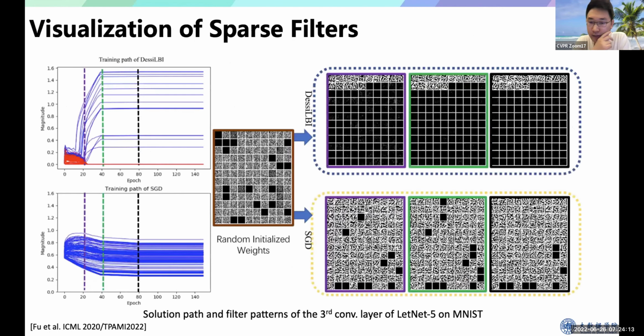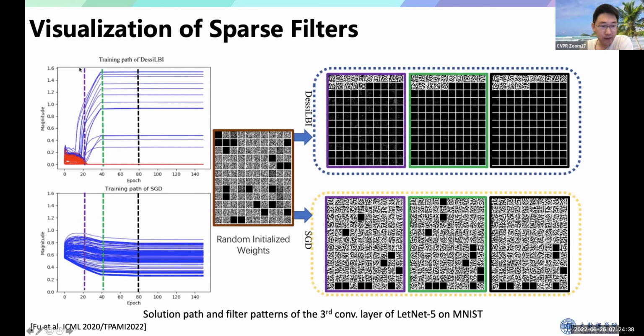I've given a lot of experiments in our paper. Here we select some as an illustration. We show the DessiLBI result on the MNIST dataset. The left is our training path, and the right is a visualization of filters selected by gamma. The x-axis is the training epochs, and the y-axis is the magnitude of the filter.